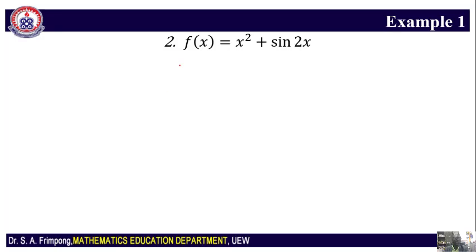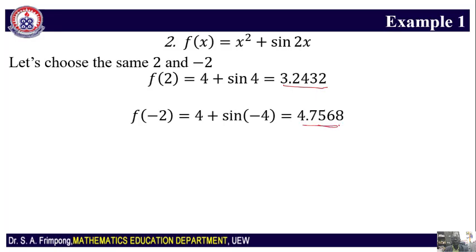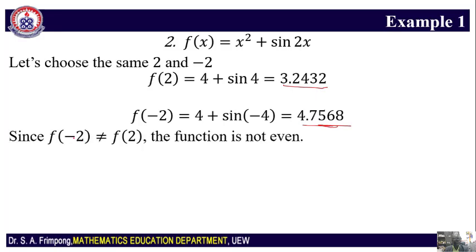Now let's look at this one too. Let's choose values like 2 and negative 2 and put them in. F of 2, according to this, you get this. F of negative 2, you get this. And these two values are entirely different. So we are saying that f of negative 2 is not equal to f of 2. This function is not even, because for it to be even, that one should happen.